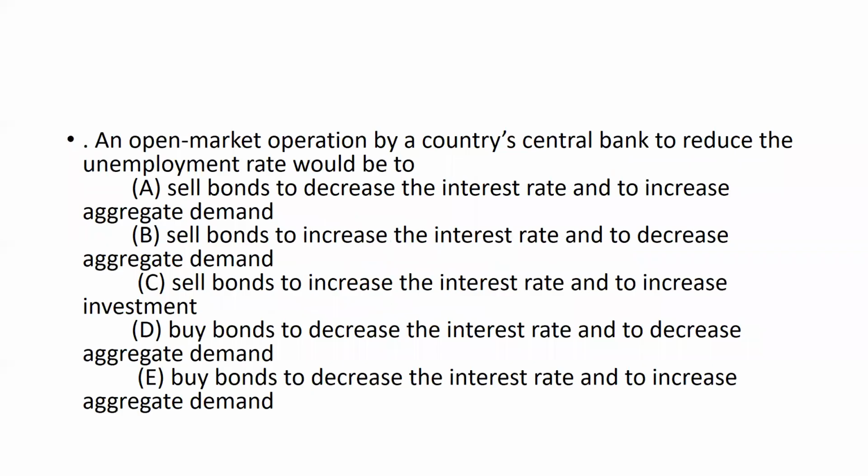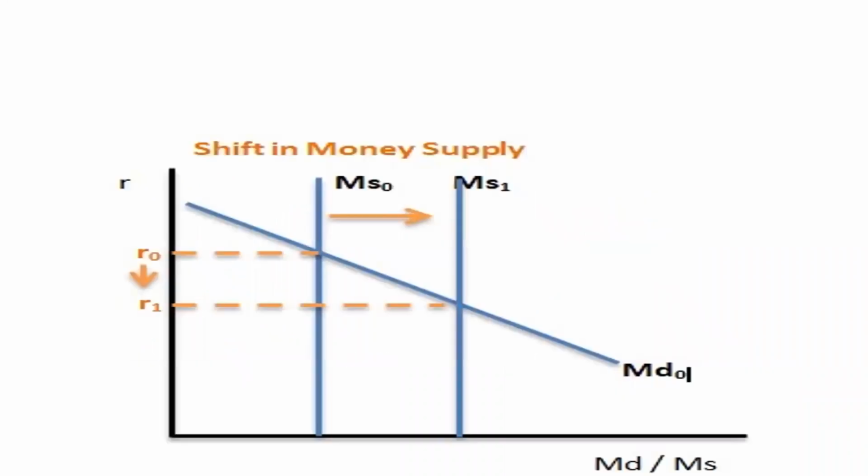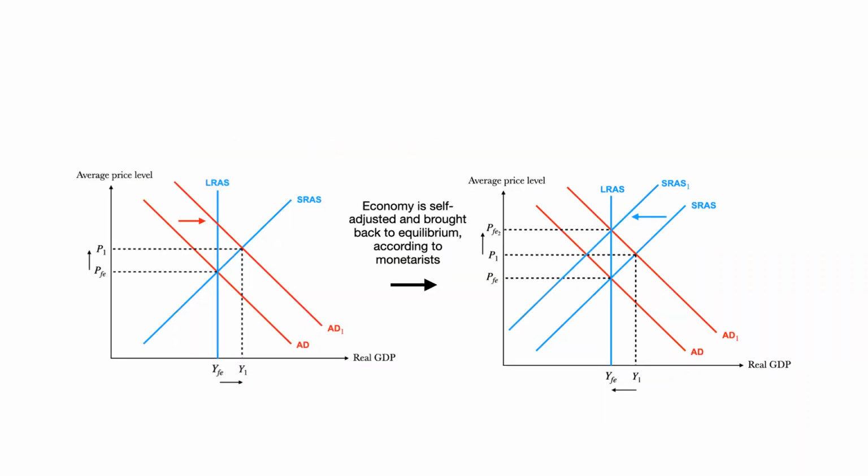An open market operation by a country's central bank to reduce the unemployment rate would be... All right. So here I'm thinking of the AD-AS graph to decrease the unemployment rate. And again, I've seen the central bank. If you remember, real GDP, income, and employment are all on that bottom axis. So I need something that's going to shift AD to the right. Now, I'm going to remember that if I increase the money supply, interest rates decrease, investment increases, and investment will shift AD to the right.